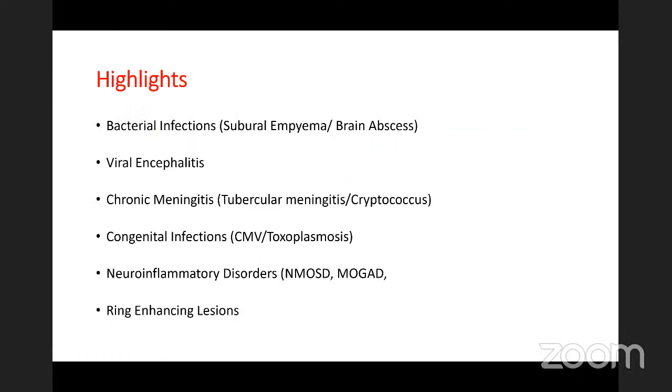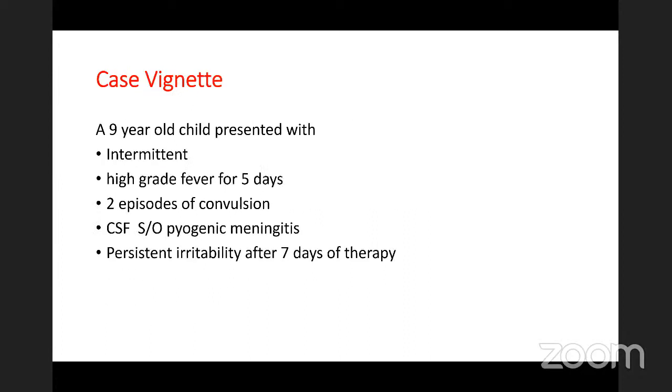So, infections and inflammation. The highlights of my presentation would be bacterial infections, some of which have already been dealt with by the earlier speaker, in which I have covered the complications, that is subdural empyema and brain abscesses; some of the common viral encephalitis, how you identify them and what patterns you recognize; some of the chronic meningitis, what the signs are; and congenital infections, neuroinflammatory disorders, and ring-enhancing lesions, which always remain an enigma. So, starting the presentation with a case vignette.